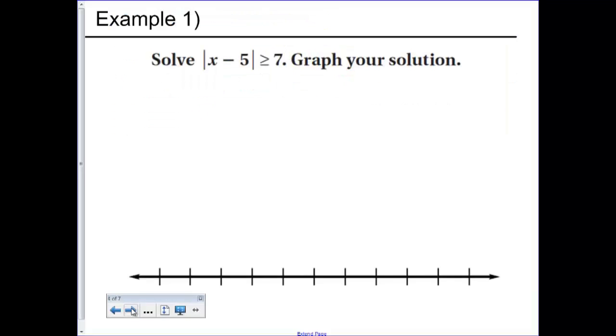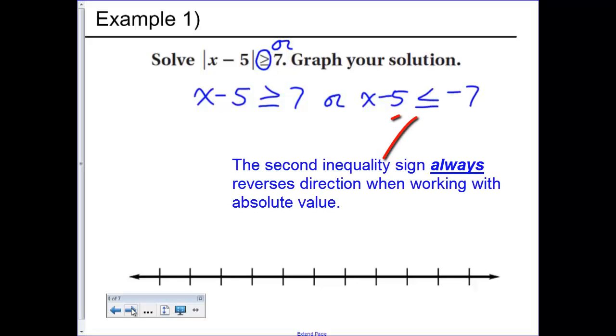First example, absolute value x minus 5 is greater than or equal to 7. Notice that this is opening towards the absolute value sign, so that's going to be an OR, which is a union. So we're going to go ahead and write it as x minus 5 is greater than or equal to 7, or x minus 5 is less than or equal to negative 7.